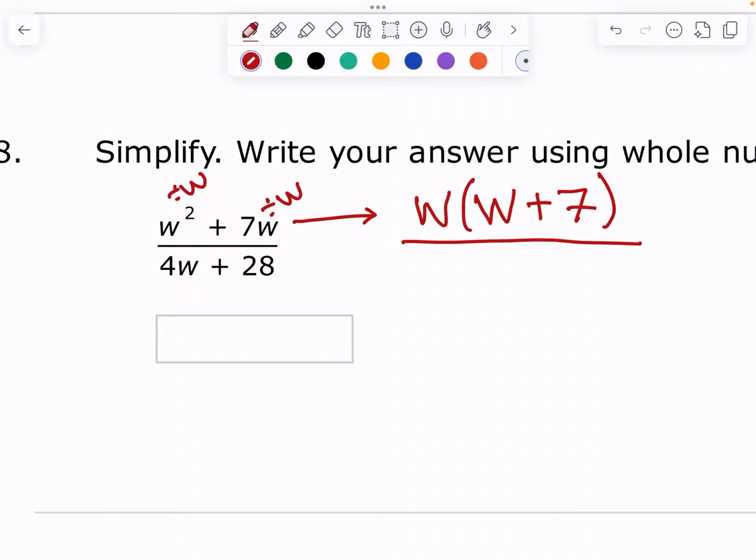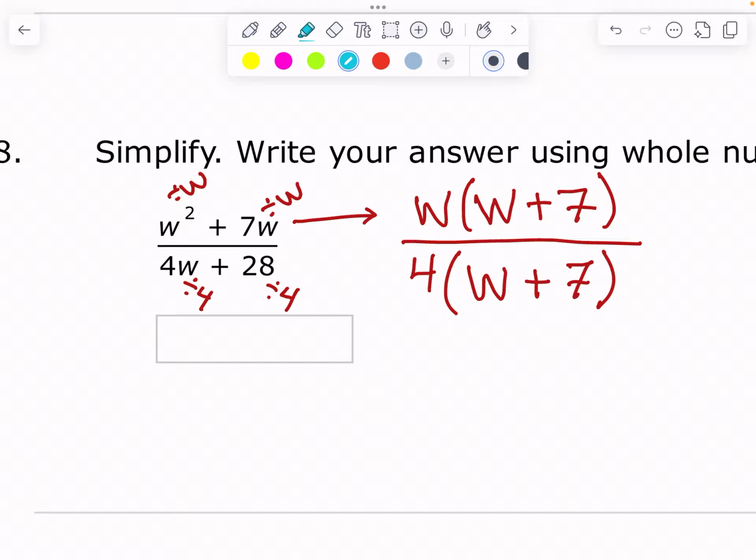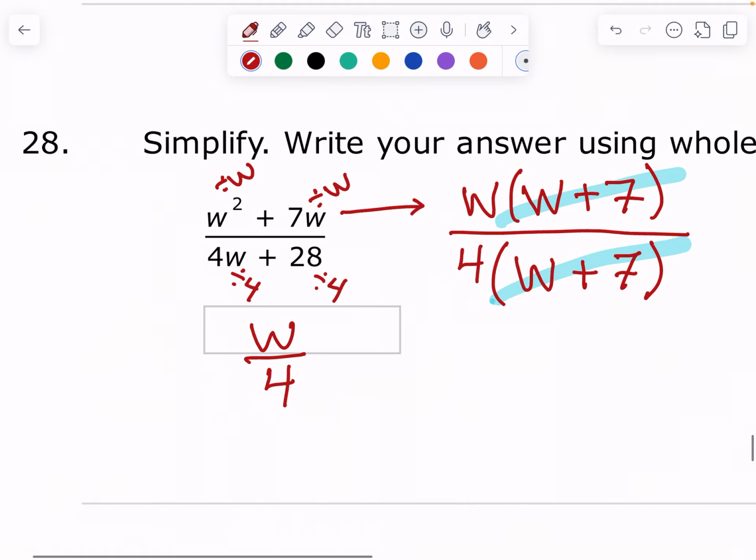The bottom one, I can see they both have a 4 in common. So I can divide them both by 4, put a 4 on the outside. And then we're going to get w plus, and then 28 divided by 4 is also 7. And then, you see what happens? Those are going to cancel. Feels so good to cancel them out. And then we're left with w over 4. So that's how you do the simplifying ones. Number 28 is done. So it's w over 4.